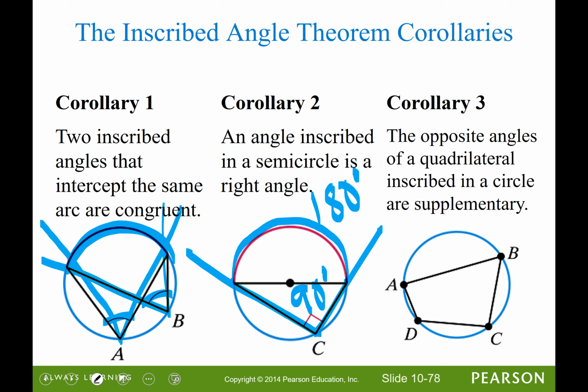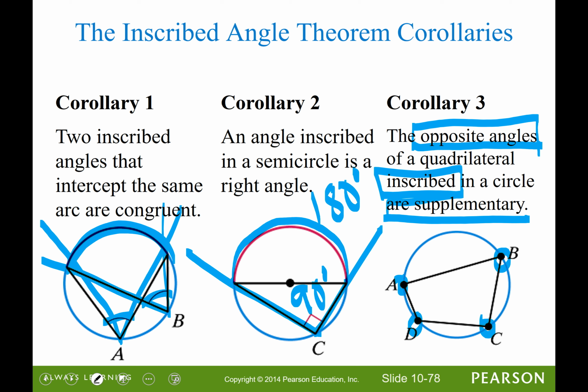Last one, corollary 3: The opposite angles of a quadrilateral inscribed in a circle are supplementary. Inscribed, I like to think of putting that quadrilateral inside the circle and then dilating it as much as you can until it maxes out and touches all points on the circle. Then it turns out by corollary 3 that opposite angles are supplementary.